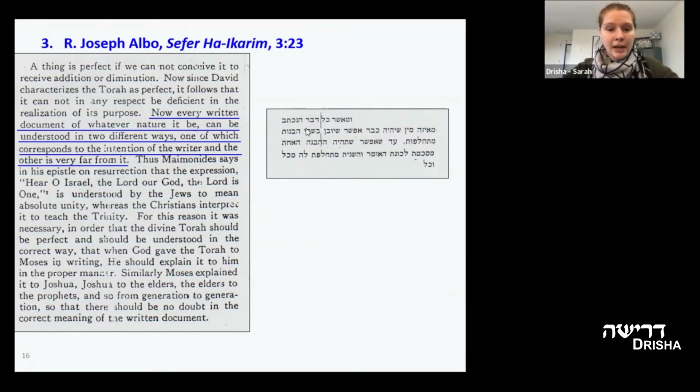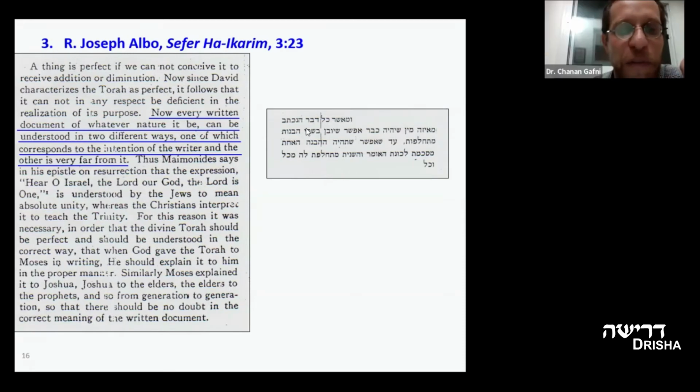Now, every written document of whatever nature it be can be understood in two different ways, one of which corresponds to the intention of the writer and the other is very far from it.